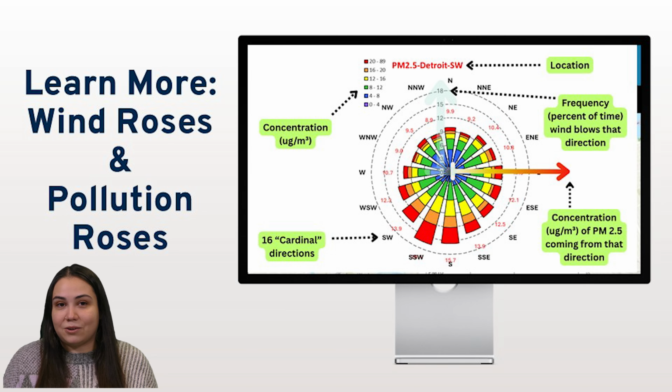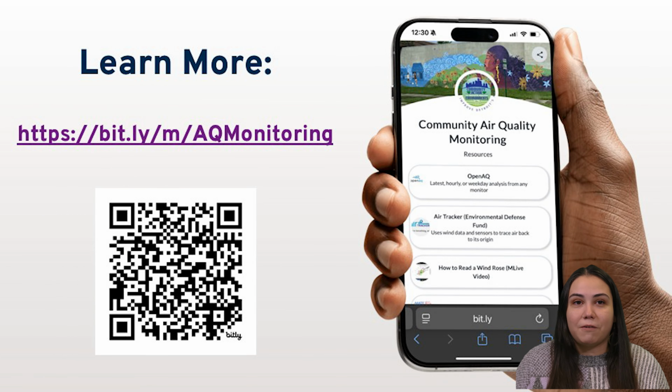Knowing how to use these tools can enhance your understanding and improve your ability to find and analyze air quality in your area. Follow the bit.ly link on this slide to learn more about these tools and other air quality monitoring sources. Among other resources, you'll find links on understanding wind and pollution roses, including where to create your own wind rose, and a website for tracing air back to its origin.